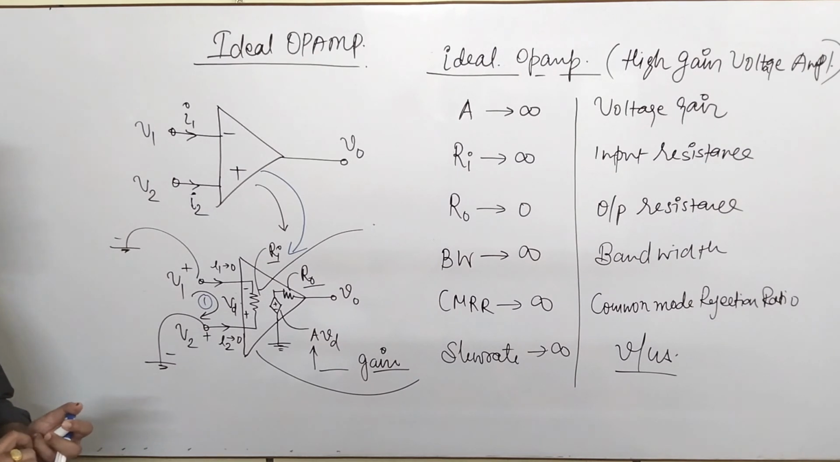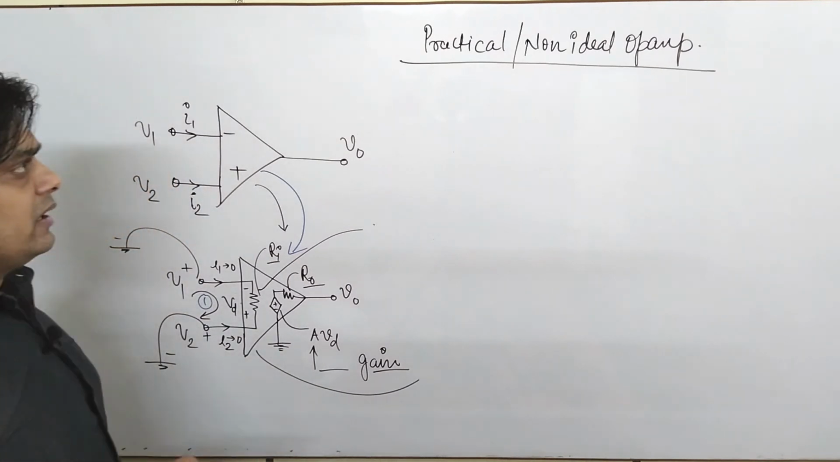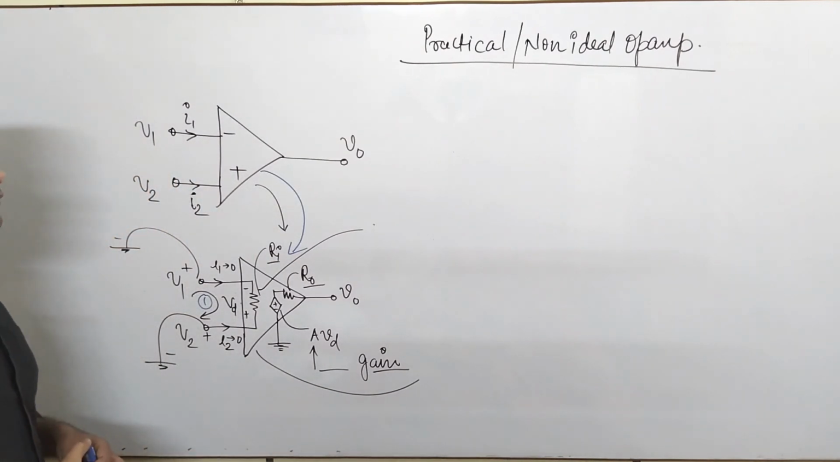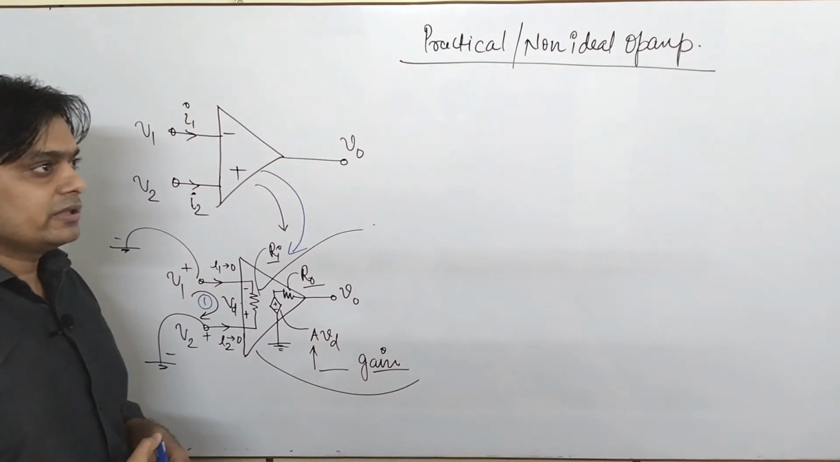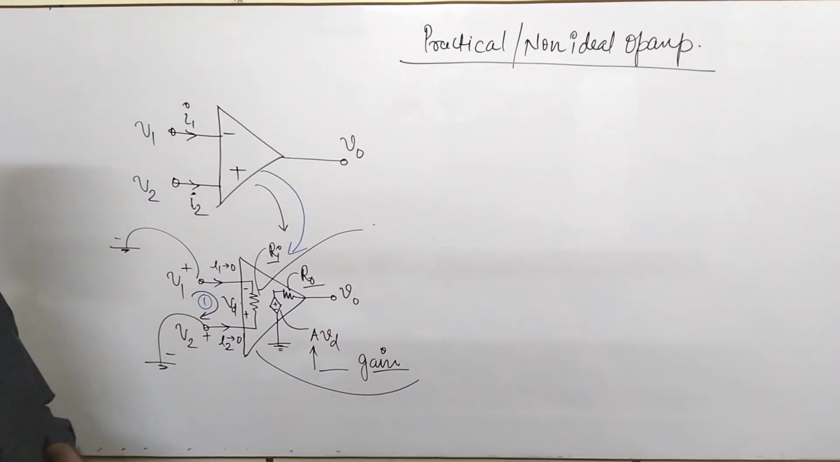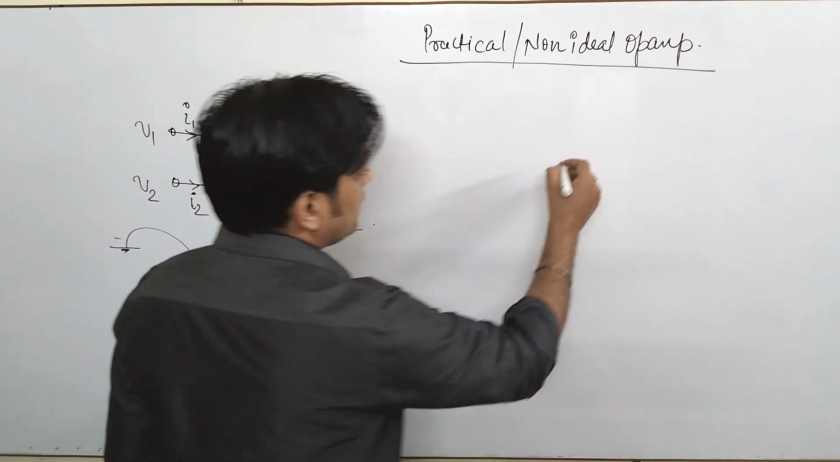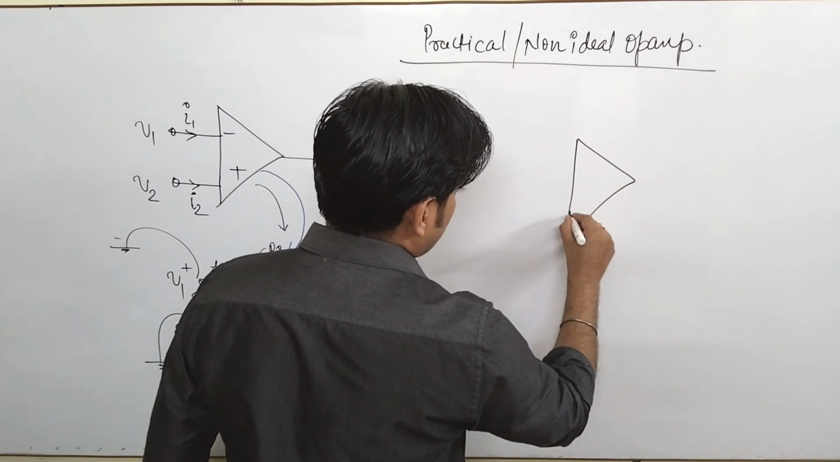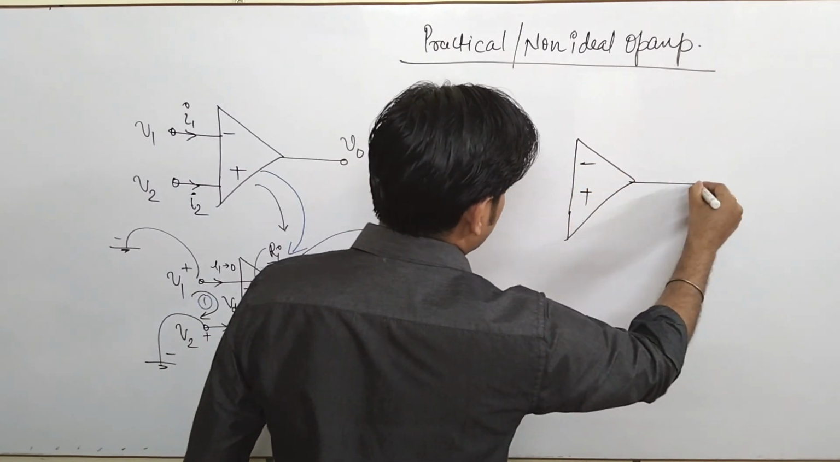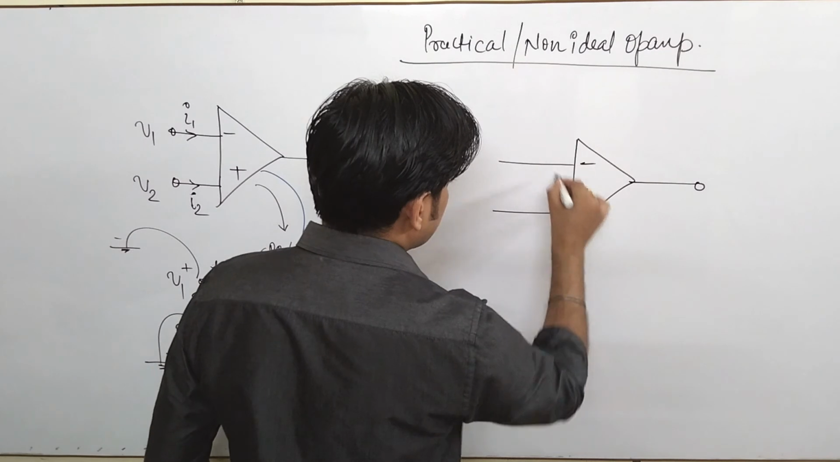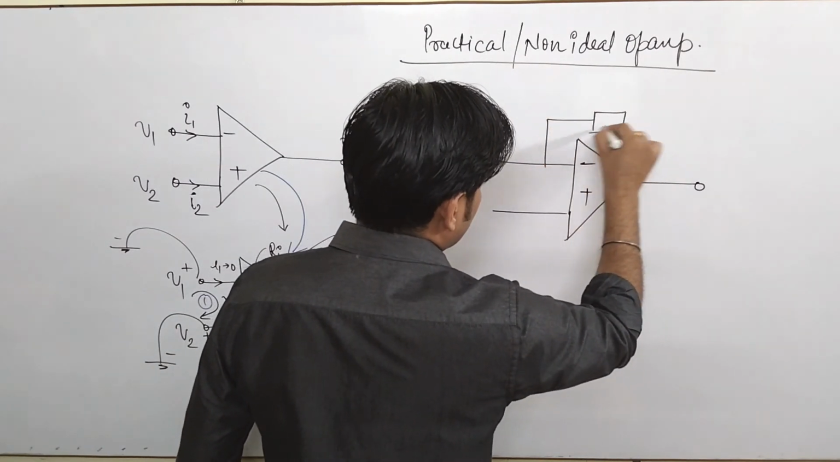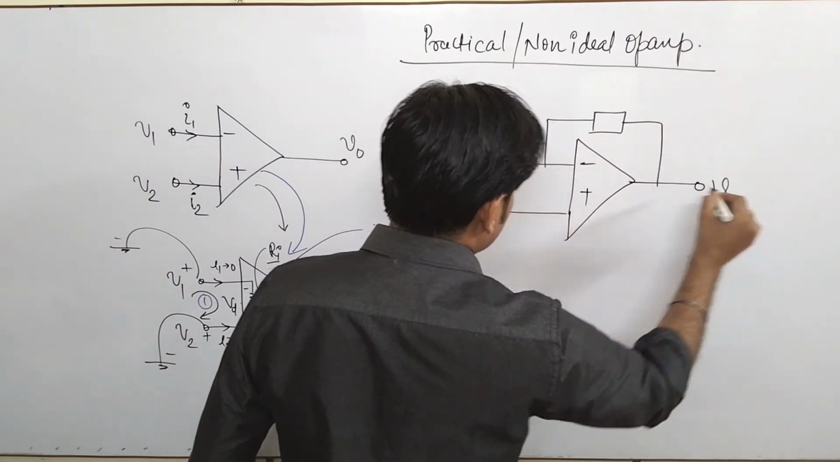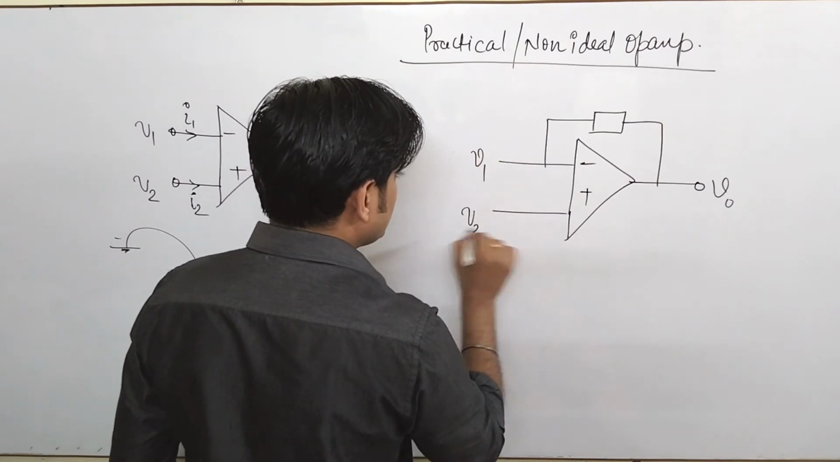Now we'll see the concepts of a practical operational amplifier. See, the ideal amplifier is the one for which we have seen the different conditions, but actually an ideal amplifier is just a concept. In all of electronics you will find the applicability of a practical operational amplifier, and your practical operational amplifier is always used with feedback. Some feedback is there. This is your V1 and this is V2.